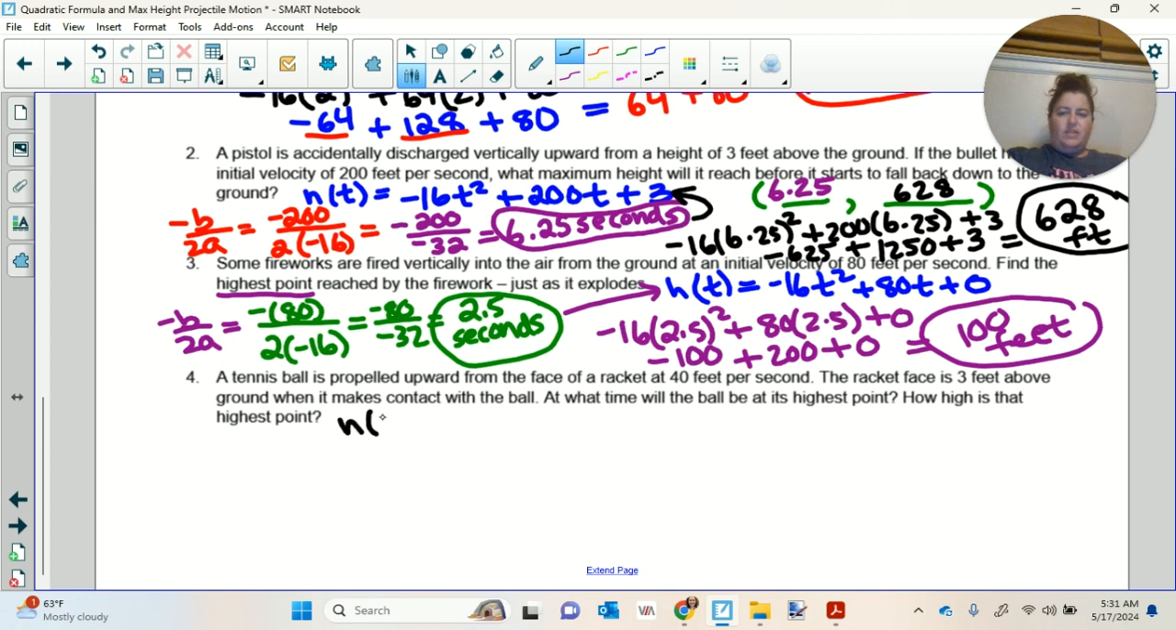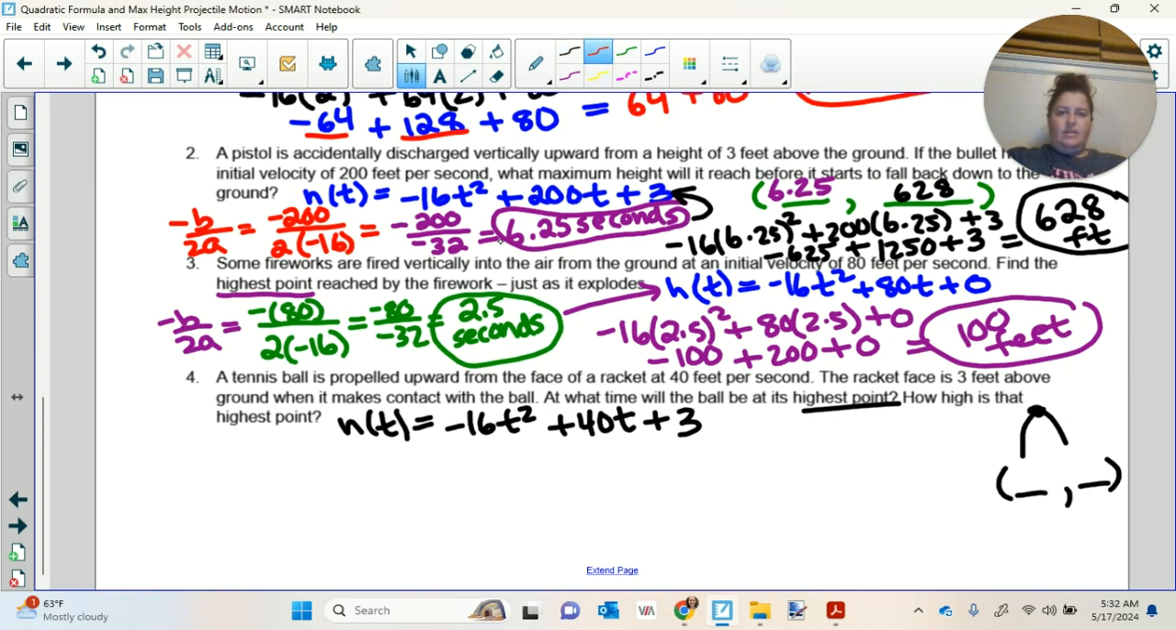So again, one more time with our equation, we're still talking feet. So we still have our negative 16 feet per second gravity. Our launch speed is 40 feet per second and it's 3 feet above the ground. We're looking for that highest point. So we're looking again for that vertex of the parabola, which is going to have an x value and a y value. In this case, a time and a height. To find the x value, we use that part of the quadratic formula, negative b over 2a. In this case, that's negative 40 over 2 times negative 16.